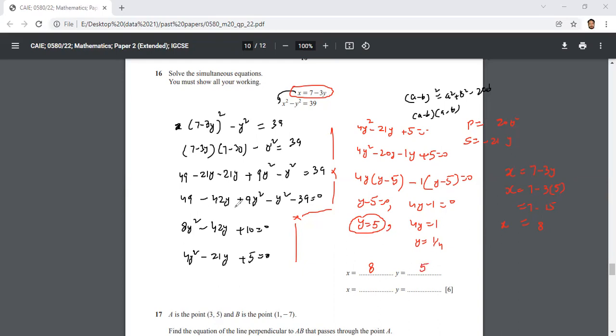Second is when y is 1 over 4. You can check again. x is equal to 7 minus 3 into 1 over 4. So 7 minus 3 over 4. We can take LCM. 28 minus 3, which gives us 25 over 4. So it means we are getting x equal to 25 over 4 when y is 1 over 4. So these are the answers we found. I hope you get it, this one. And we'll move on next.